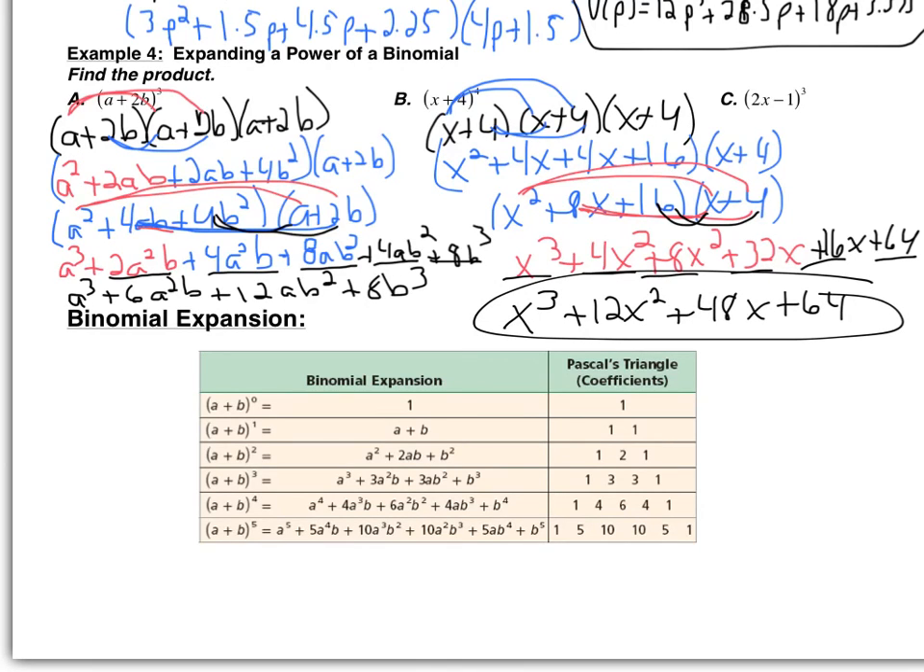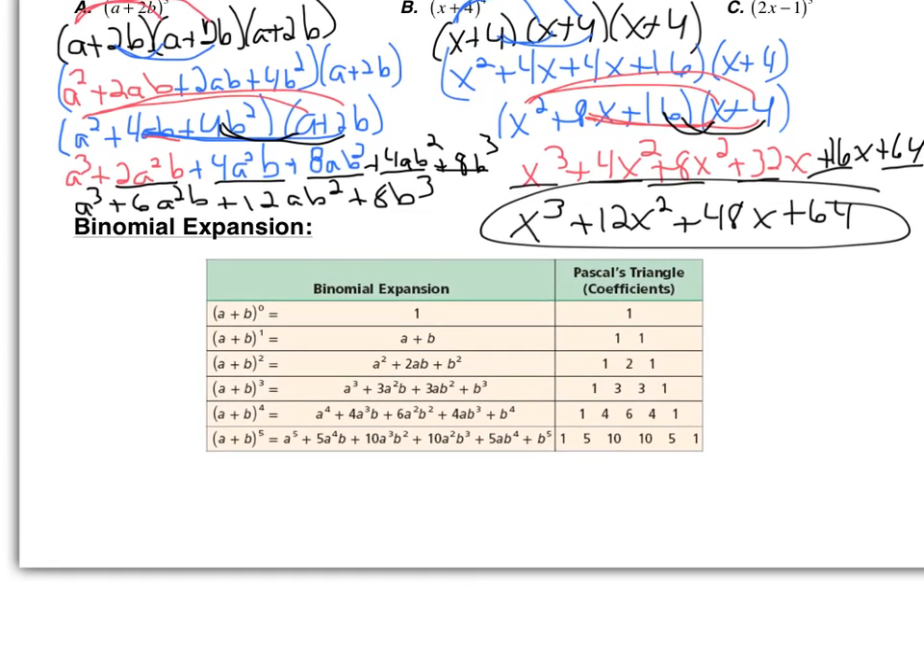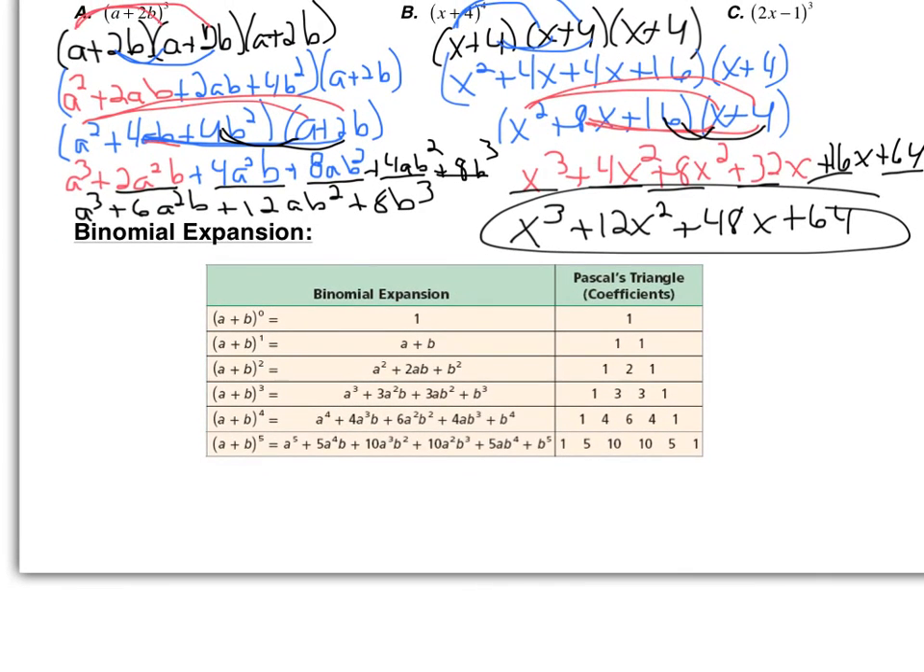For the last example, we are going to multiply 2x minus 1 three times together. So let's do this. Let's move this up a little bit. We're right at the bottom. So we have 2x minus 1 times 2x minus 1 times 2x minus 1. And we're going to FOIL the first 2.